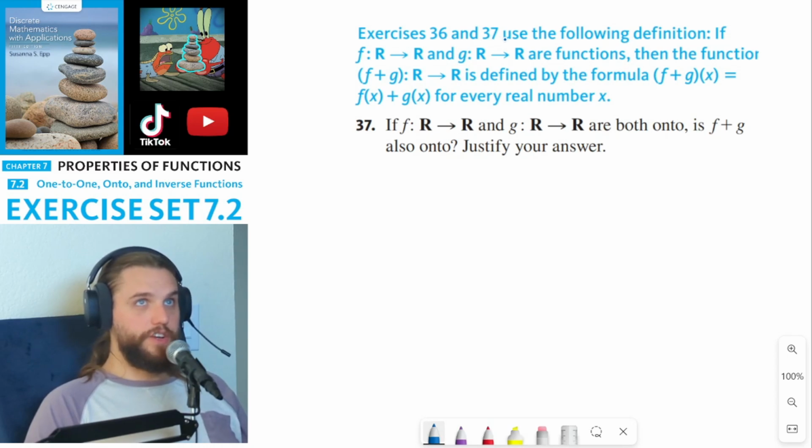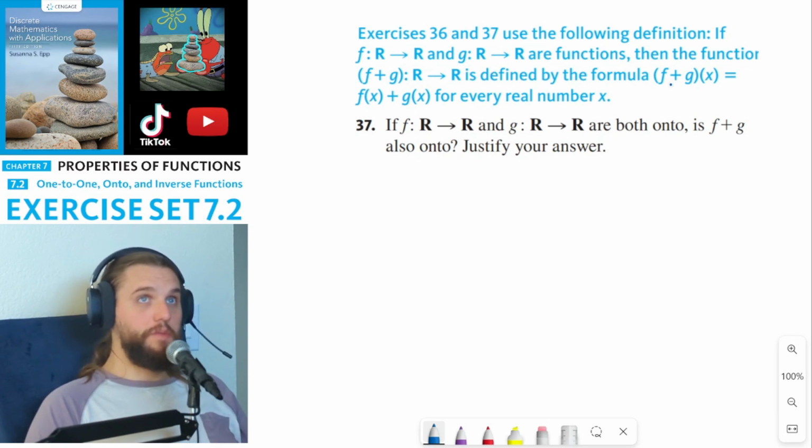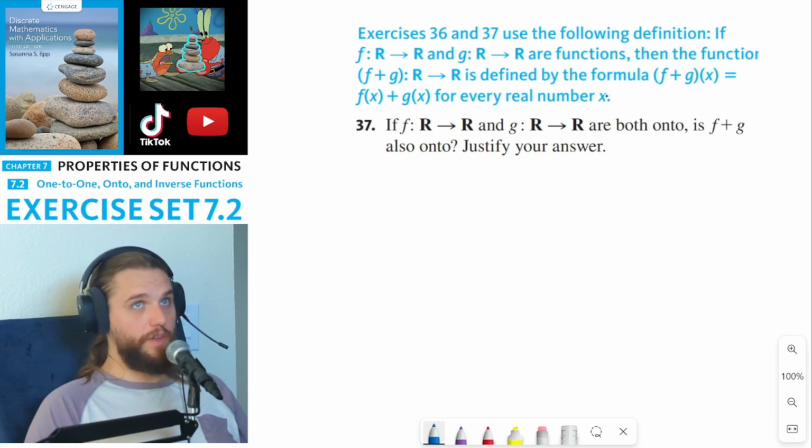Exercises 36 and 37 use the following definition. If f from R to R and g from R to R are functions, then the function f plus g from R to R is defined by the formula (f plus g)(x) equals f(x) plus g(x) for every real number x. If f and g are both onto, is f plus g also onto?